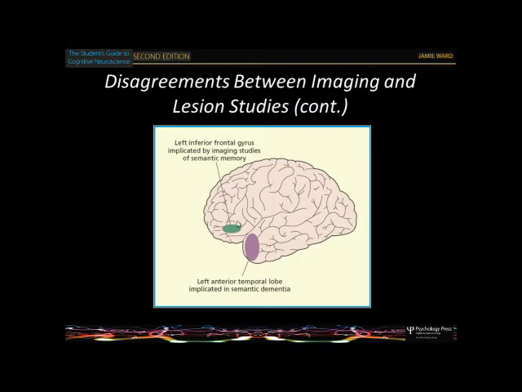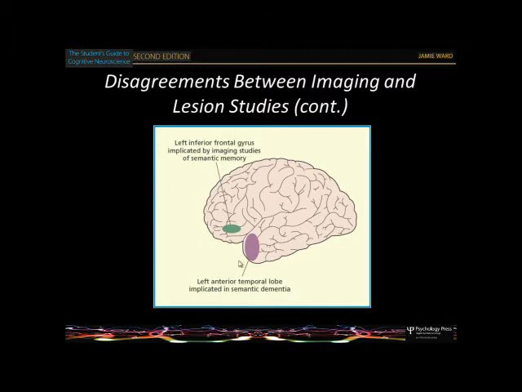So this is the part of the frontal lobes that's been implicated in lots of fMRI studies. So for instance, the study we talked about before, where somebody sees the word cake and they have to generate a semantic association, such as eat. You get activity in this part of the brain.